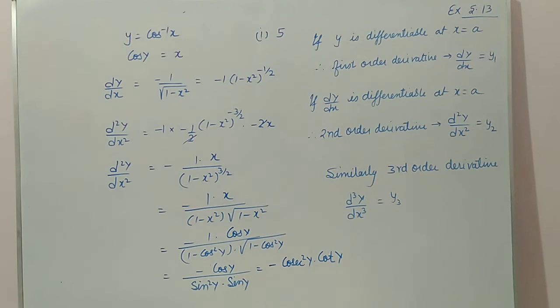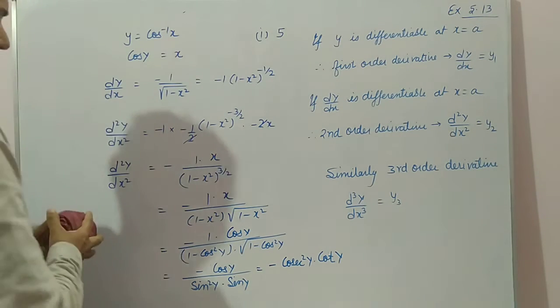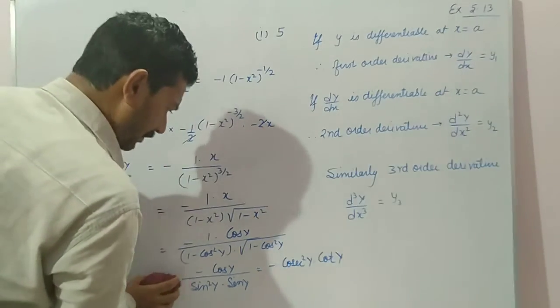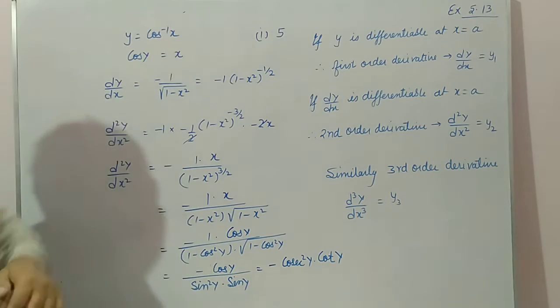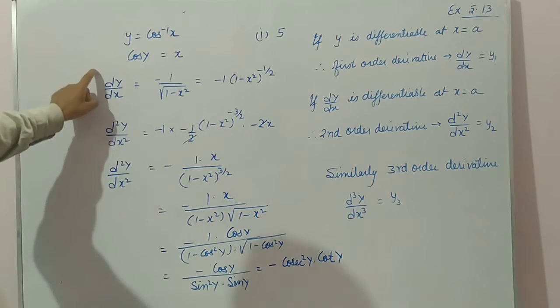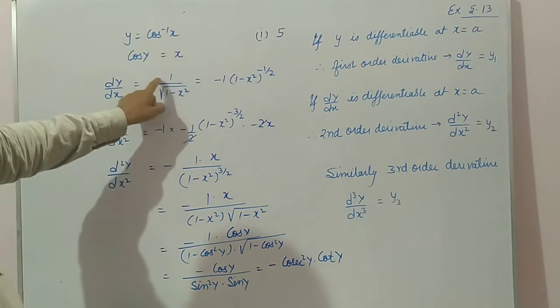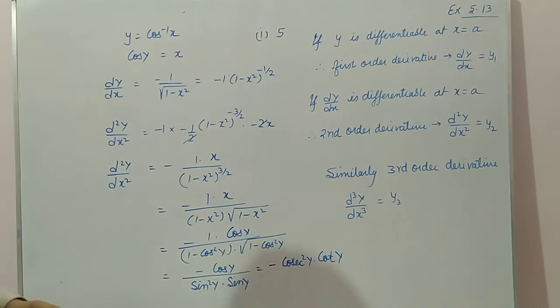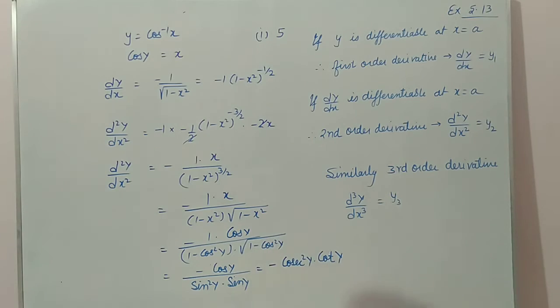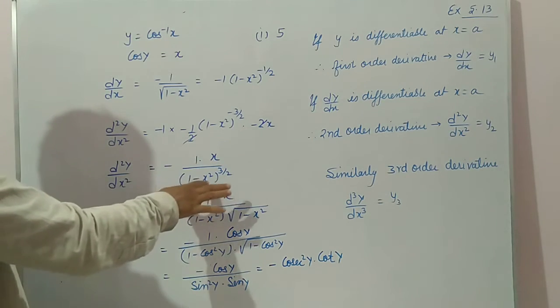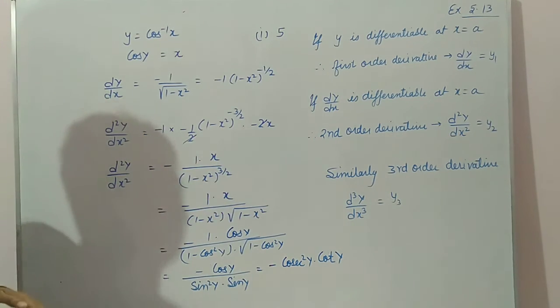Okay. Next. Question number 5, number 2. Okay, so what we have done here? y equal to cos inverse x. dy by dx, cos inverse x differential is what? Minus 1 by root over 1 minus x square. So this is minus (1 minus x square) to the power minus 1 by 2. Further differential we are getting minus x by (1 minus x square) to the power 3 by 2.